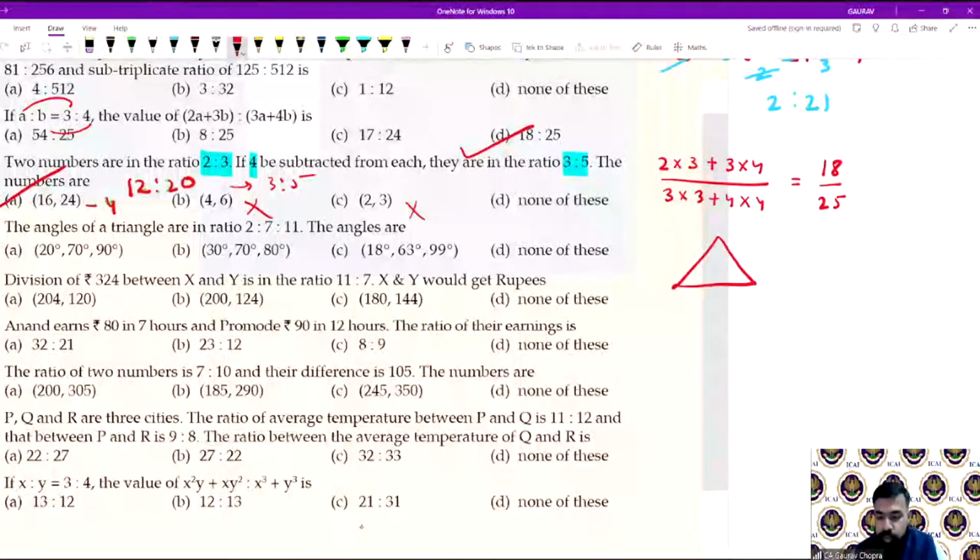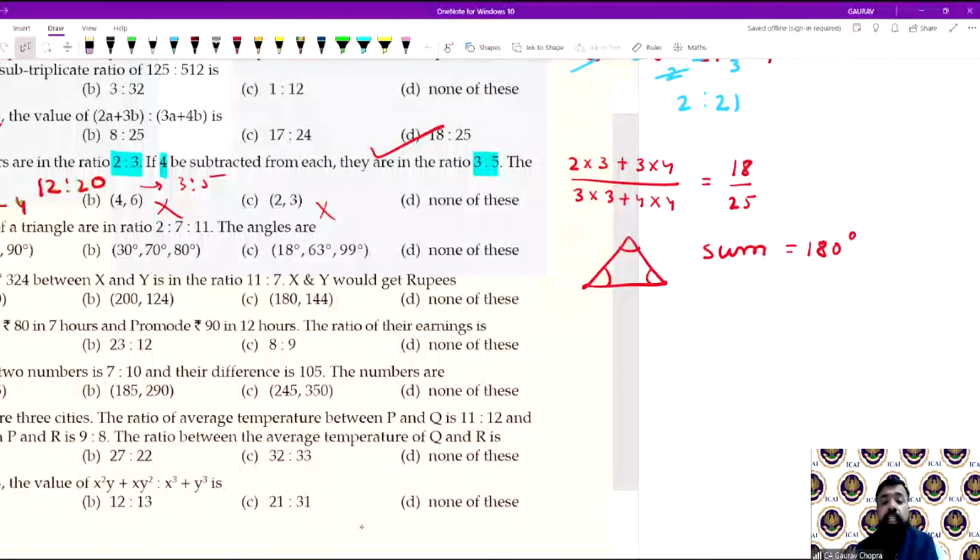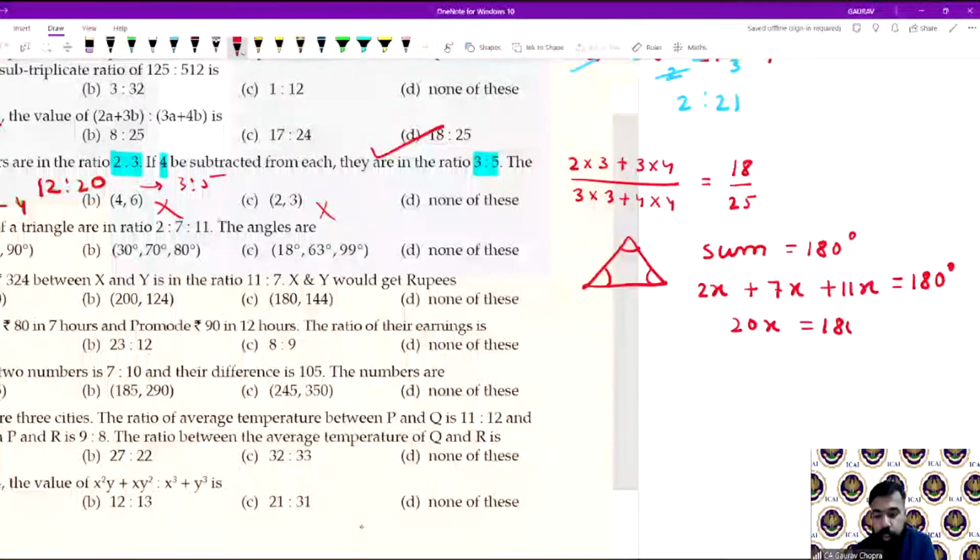So when we talk about a triangle, the sum of all the angles in a triangle is 180 degrees. And the angles are in the ratio of 2, 7, and 11. So let the first angle be 2x, second angle be 7x, and third one be 11x. And the sum of all these three is 180 degrees. On adding, how much are we getting? 20x equal to 180. So x will be 9 degrees.